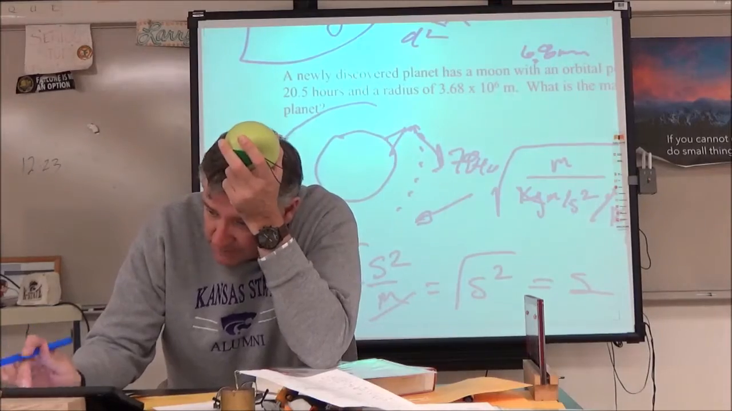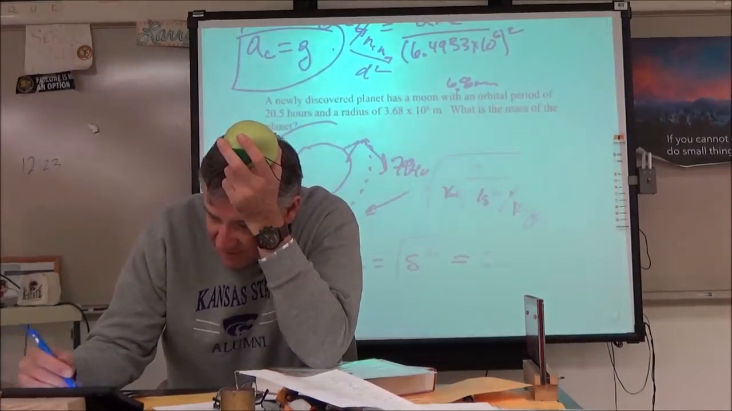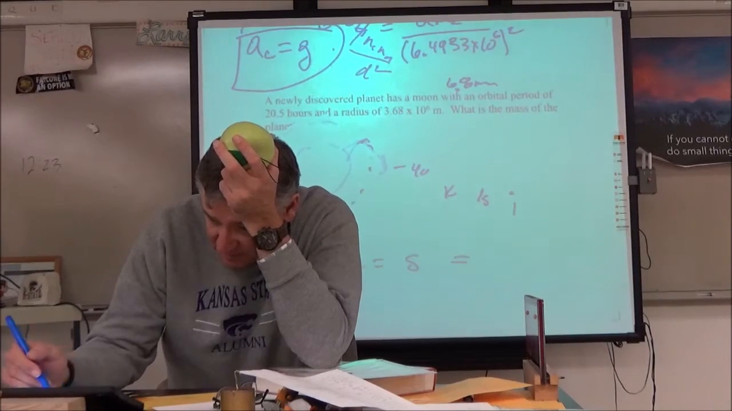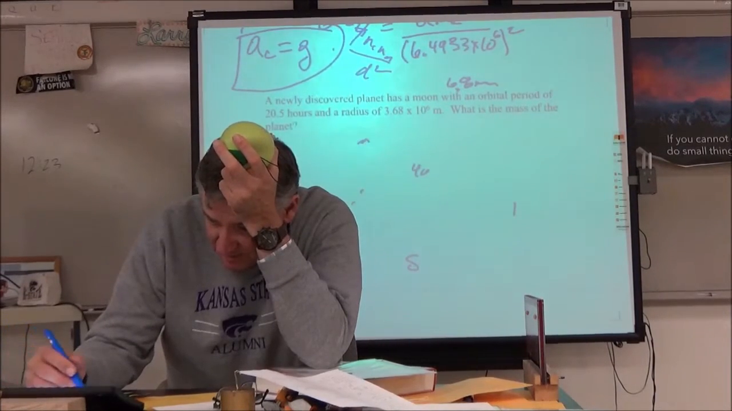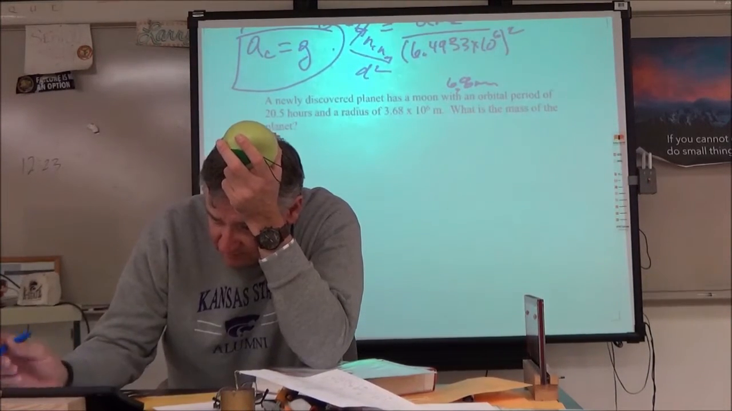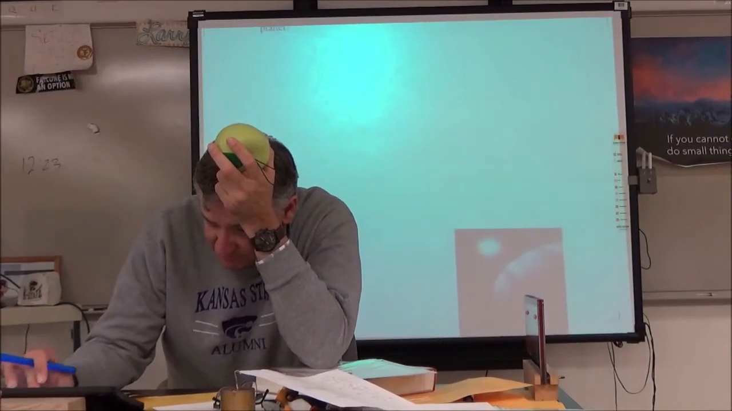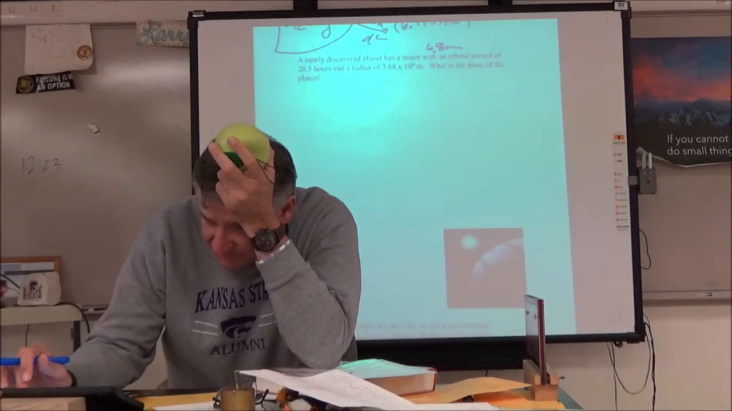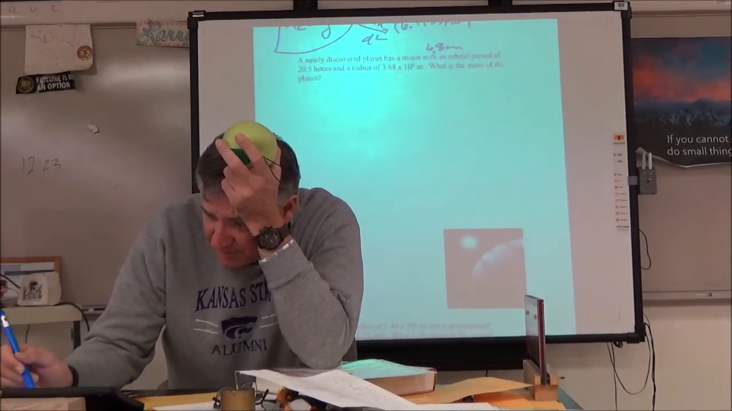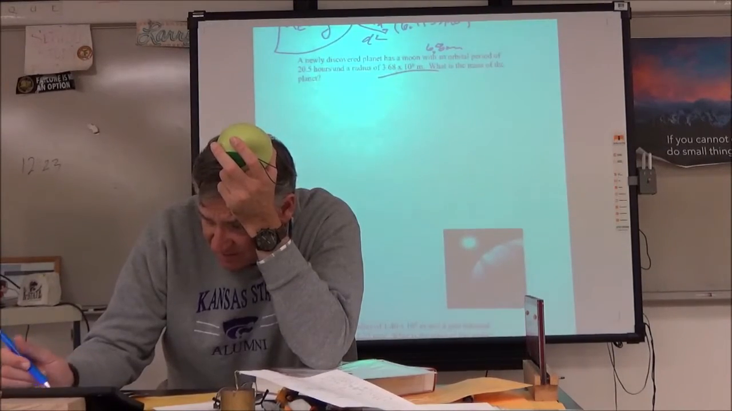So, let's say, and I promise you, you're going to have a question like this on the test, and there's one like this on your assignment. So, here's the deal. We've got this moon. Here's the visual, here's the moon. It has an orbital period of 20.5 hours, a radius of 3.68 times 10 to the 6 meters. What's the mass of the planet?